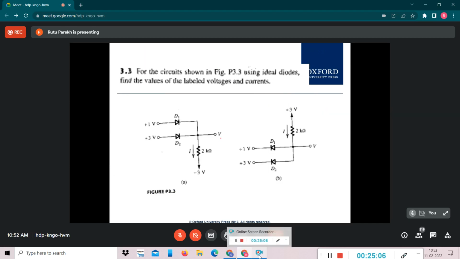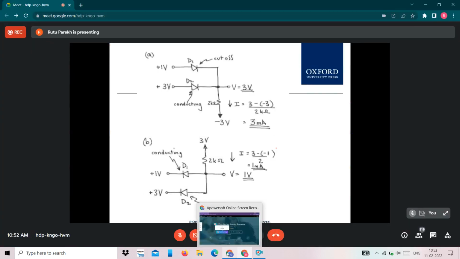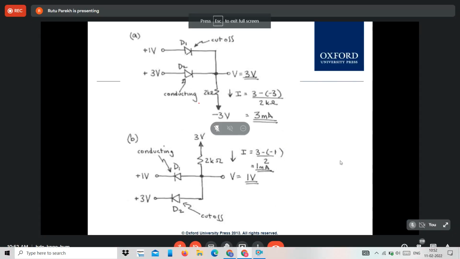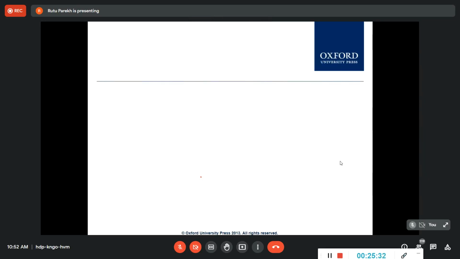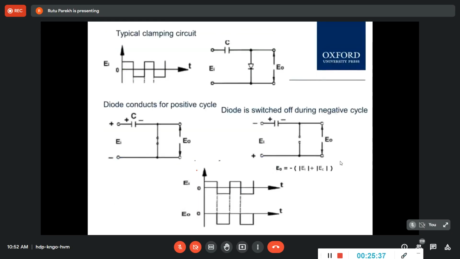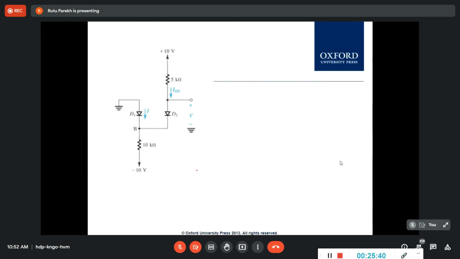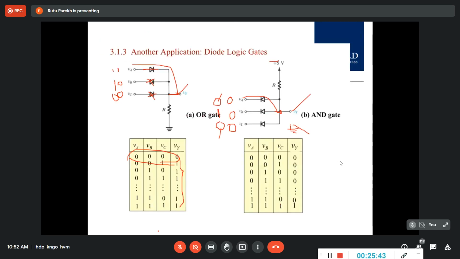You don't have to forget anything. You remember this? See, this is 3 volt, this is 1 volt. So this will be conducting, this is more negative, right? If you remember this, then this is based on that only. Now what happened? This was more negative than this.